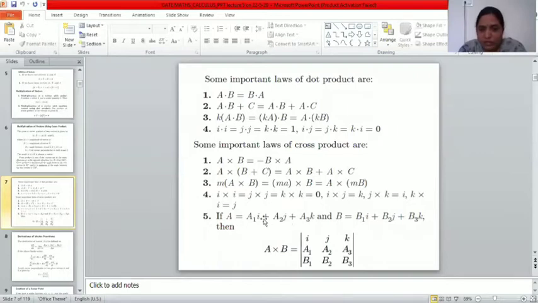Okay, these are some rules. Then if A is A1 I bar plus A2 J bar plus A3 K bar, and B is B1 I bar plus B2 J bar plus B3 K bar, then A bar cross B bar is defined as the determinant with I bar, J bar, K bar in the first row, then the first, second and third components of A, and similarly for B: B1, B2, B3. This determinant is called A bar cross B bar.